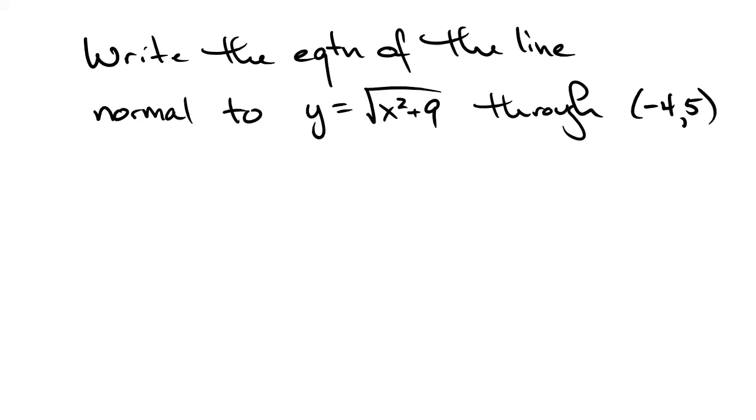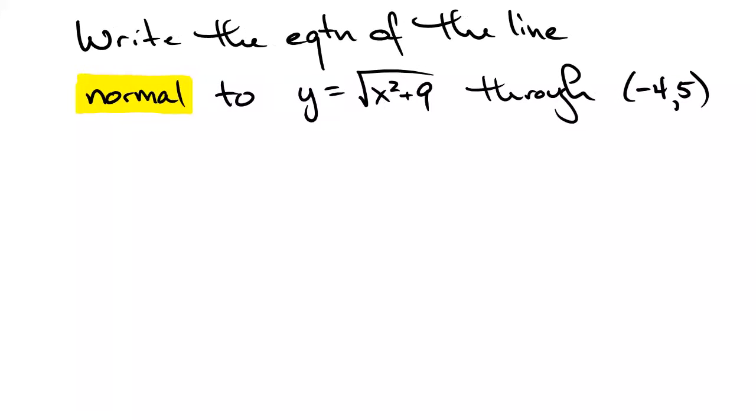A tricky little problem here. We're asked to write the equation of the line that's normal to the curve given through this point of -4, 5. And the thing we need to really focus on throughout this problem is that we're looking for the equation of the normal line, not the tangent line.